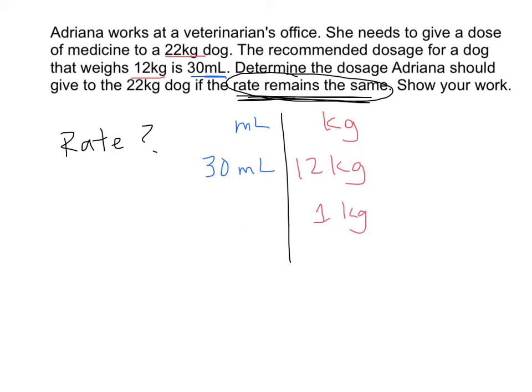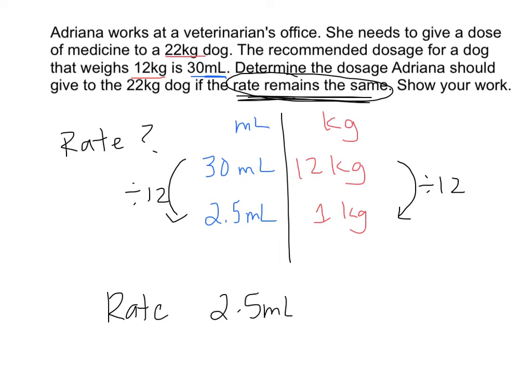Well, what did I do to change this number from 12 to 1? 12 divided by 12 is 1. So what do you think we need to do to 30 milliliters? To determine how many milliliters I need for a 1-kilogram dog, I'm also going to divide this side by 12. So what's 30 divided by 12? 2.5. So that means that for a 1-kilogram dog, we would need 2.5 milliliters. So the rate is 2.5 milliliters for every 1-kilogram dog.